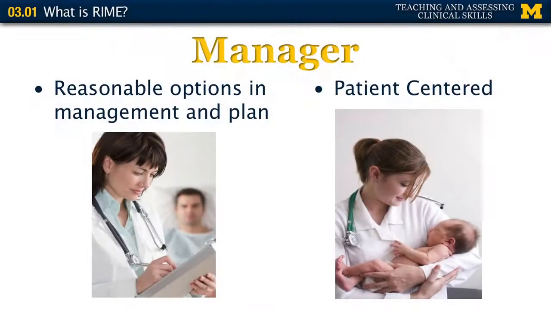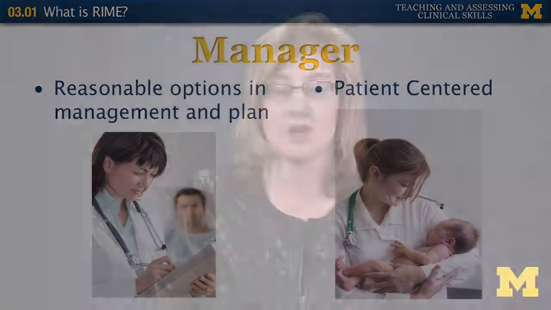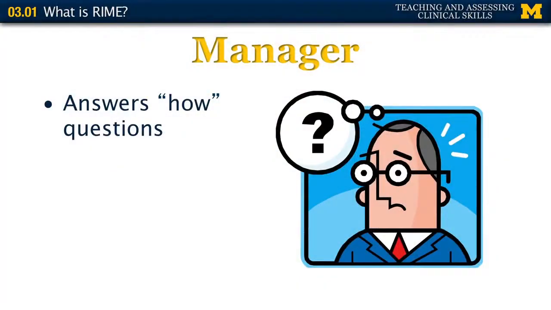Next in the schema is the manager. The manager can do just what it says. They can begin to give you some reasonable options in how you might manage that patient, what the assessment is, what the plan will be. Very important at this stage is that the manager can keep this plan patient-centered. So they're able to take into account what the patient's needs are, what the family needs are, and come up with a patient-centered plan that will hopefully help with compliance. They can answer those how questions.